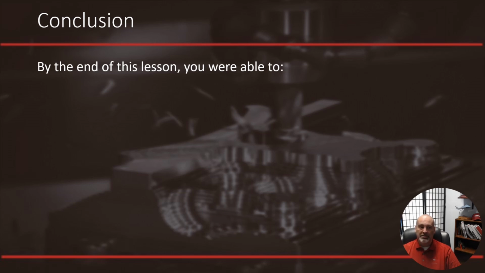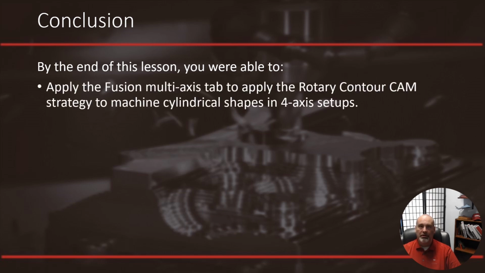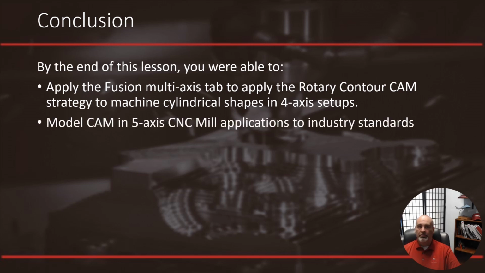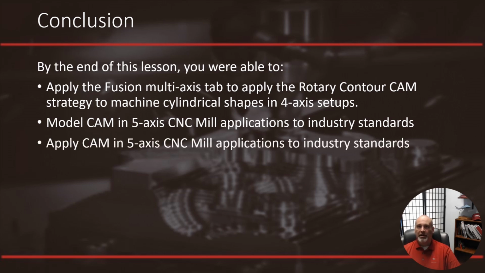In conclusion, by the end of this lesson, you were able to apply Fusion Multi-Axis tab to apply the Rotary Contour CAM strategy to machine cylindrical shapes in 4 and 5 axis setups. You're able to model CAM and 5 axis CNC mill applications to industry standards.